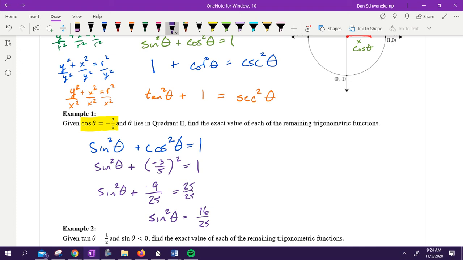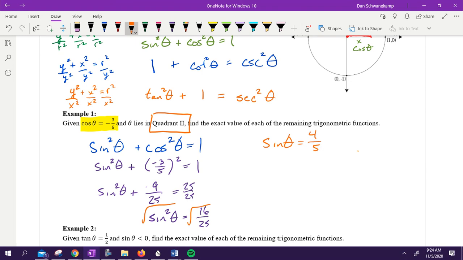I want to get sine of theta by itself, so what else do I need to do? Square root. Sine of theta is equal to the square root of 16 over 25. What is the square root of 16 over 25 going to get me? 4/5. Now, technically it's plus or minus, so I need to use this other information to help me out. I'm in quadrant 2, so what does that tell me? X is negative, but my y is positive, so it'd be a positive 4/5. You can do it that way. Would I suggest it? No, you can do it the other way too, and it works perfectly fine and maybe a little less confusing, but you can.